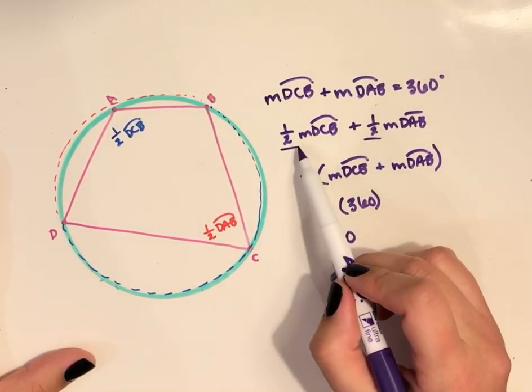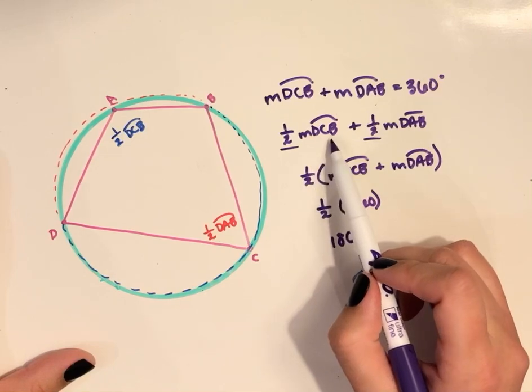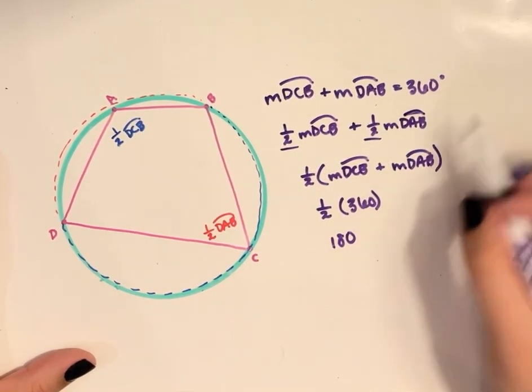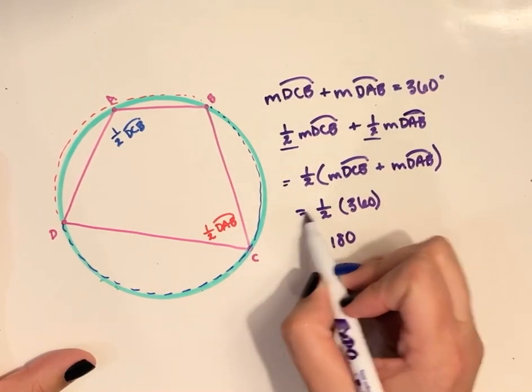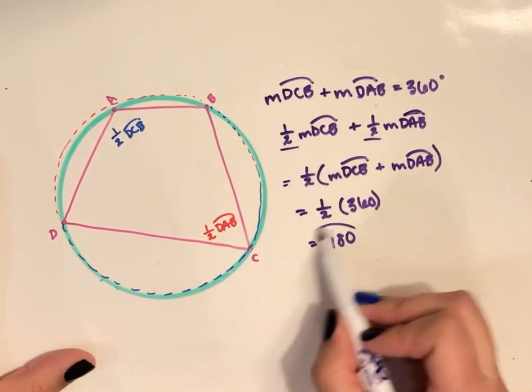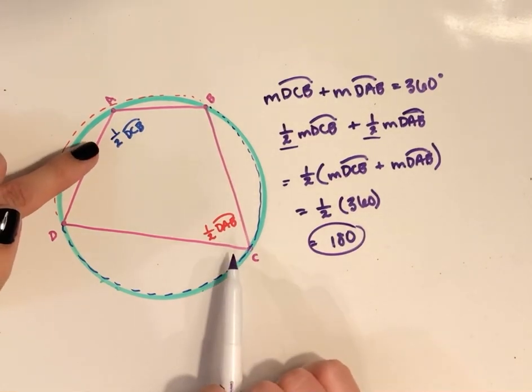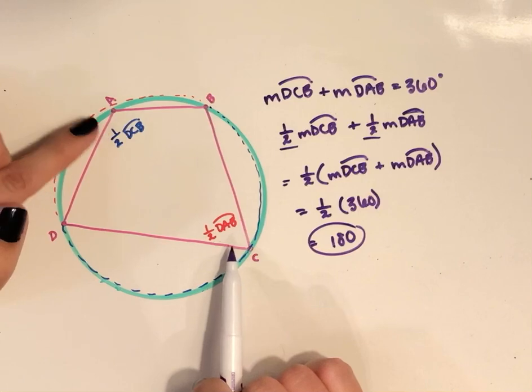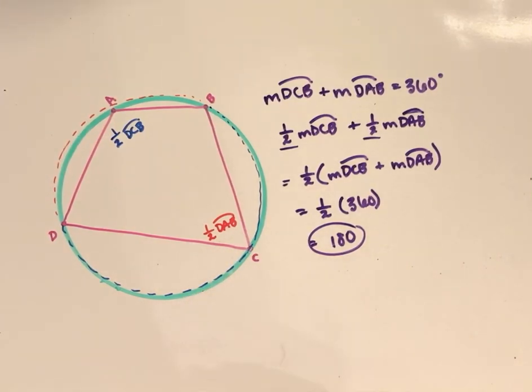So that means 1/2 times the measure of arc DCB plus 1/2 times the measure of arc DAB is equal to 180. All of these things are equal to each other. So the opposite angles in a quadrilateral inscribed in a circle are supplementary because their measures add up to 180.